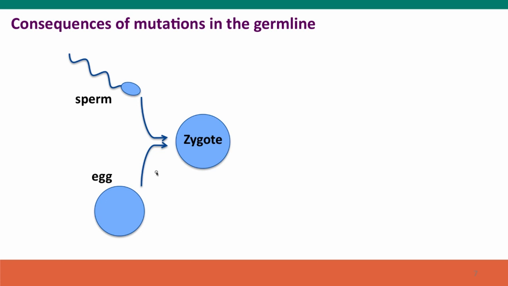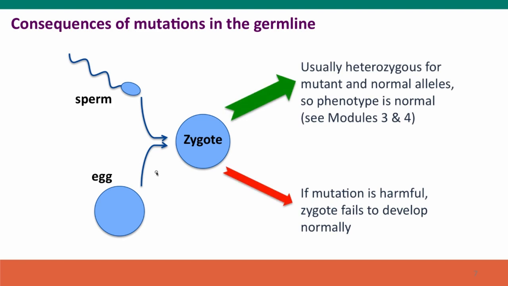This will all become much clearer in modules 3 and 4 when we talk about dominance, talk about how different alleles interact. But usually the zygote, even if it inherits a mutation that inactivates a gene, is usually normal because it's heterozygous. It's got one copy of the normal gene and one copy of the mutant gene, and therefore its phenotype is usually normal. Rarely, if the mutation is directly harmful, then the zygote won't develop at all.